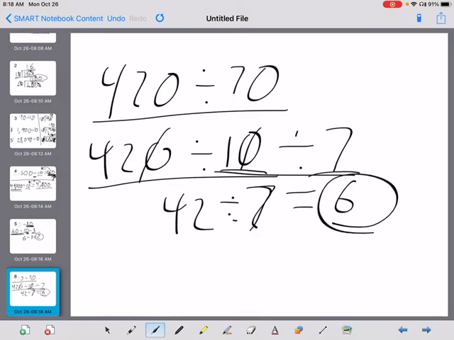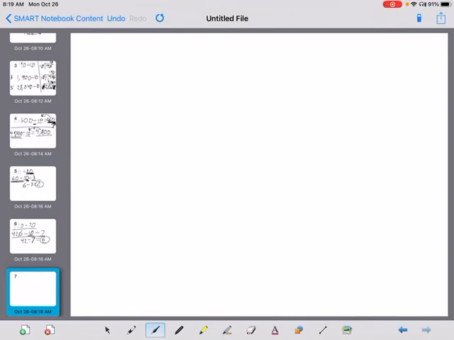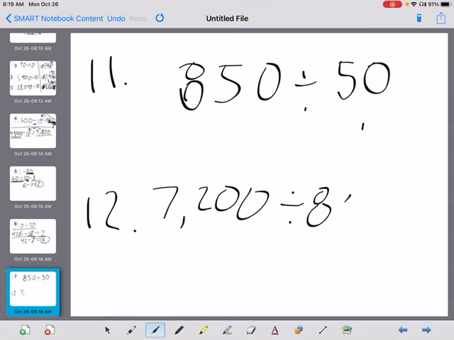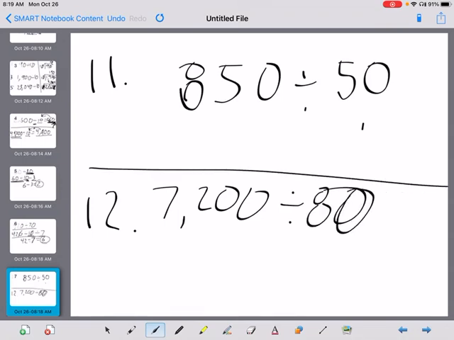All right, last guided practice for us to work on. This is on the top of page 74, last one for the day. So we've got, let's do all of them. We'll do 11 and 12 first. So 11, we've got 850 divided by 50. And then 12, we've got 7,200 divided by 80. All right, write these down and play the video when you're ready to come back and look at these.